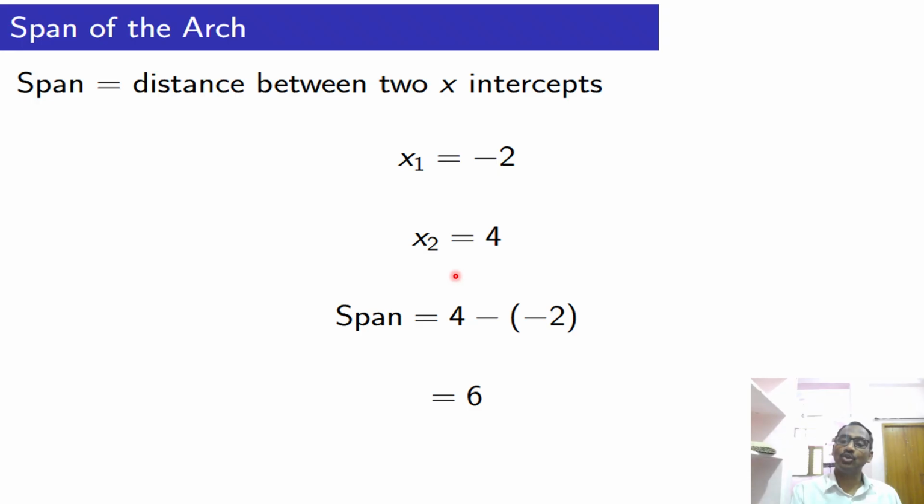So from 0 to 4 is on the right side, and minus 2 is on the left side. So 4 minus of minus 2, minus of minus gives plus, so you get 6. In between minus 2 and 4, what is the length? It is 6 units. So span is equal to 6. If they give the unit in feet, you will write feet.